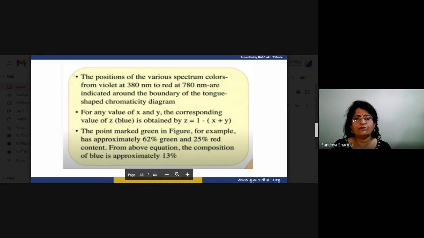For any value of x and y, the corresponding value of z is equal to 1 minus (x plus y). So the point marked green in the figure, for example, has approximately 62% green and 25% red content. From the above equation, the composition of blue is approximately 13%. So you can see it in here.